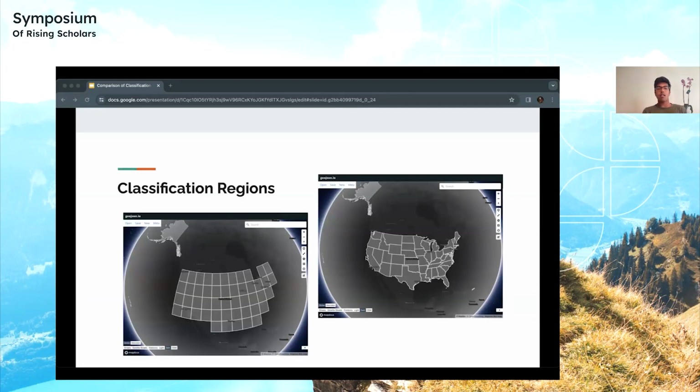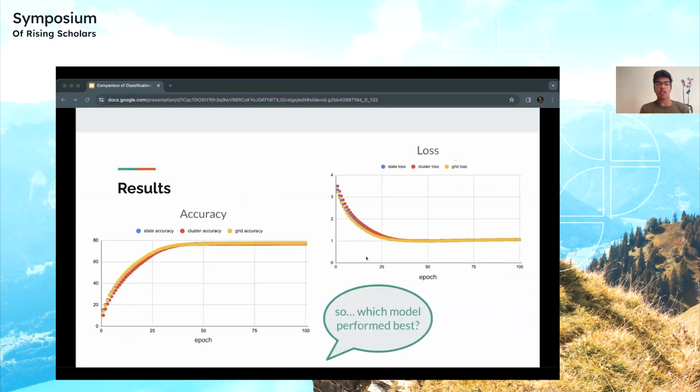So after creating these data sets, I trained a standard machine learning model on each of the three data sets. So that's states, grid cells, and clusters. And this is what happened. Well, the answer was there wasn't much difference at first. These are some of the graphs of loss and accuracy as the model trained and retrained. And all three variations produce pretty much the same curve. It's approximately logarithmic, which is about what you'd expect. It learns fast in the beginning and then sort of tapers off until it converges at about 80% accuracy.